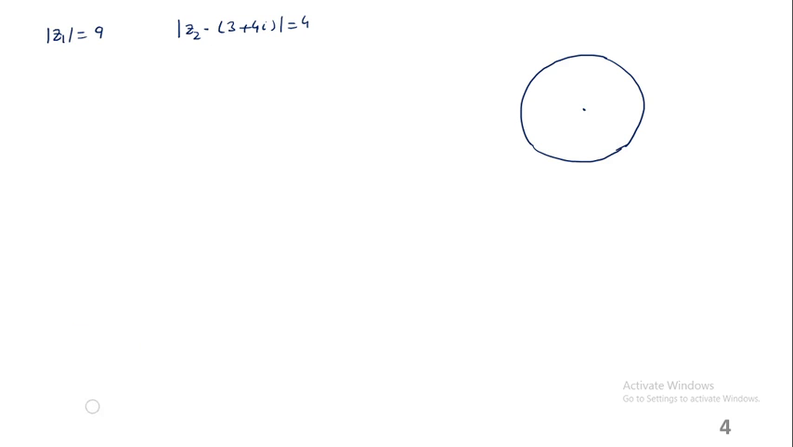Let me draw the x axis and y axis. This is our y axis, and this is our x axis. Okay. And Z1 lies on this circle. Z1 can be here, Z1 can be anywhere on this circle, which has center 0, 0 and radius 9. That means the coordinates of this point will be 9, 0, and of this point 0, 9. No need to mention all other points. That is sufficient. And Z1 is lying on this circle.